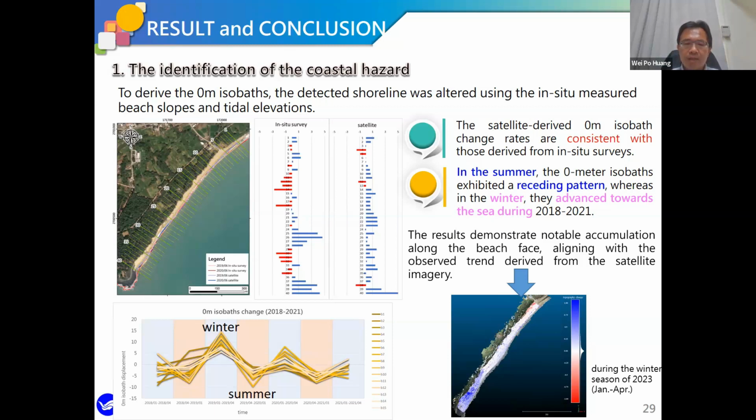The presented slide illustrates the volumetric change of the beach face during the winter season of 2023, with the areas of accretion marked in blue and the areas of erosion marked in red. Notably, a large accretion area is observed, aligning with the historical trend in the morphological change.